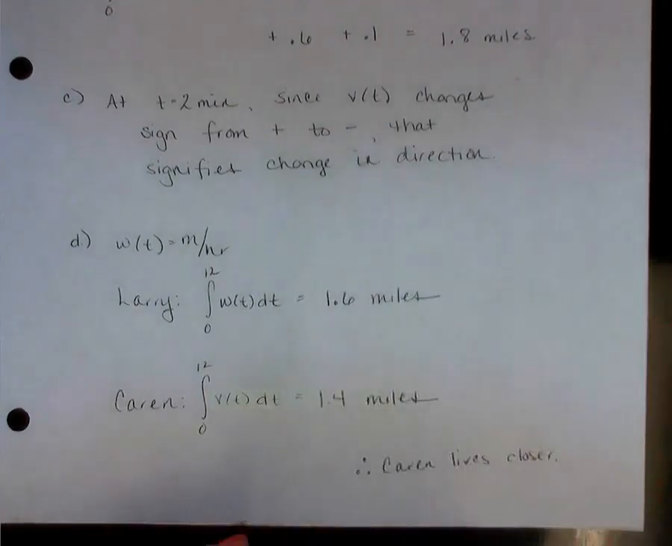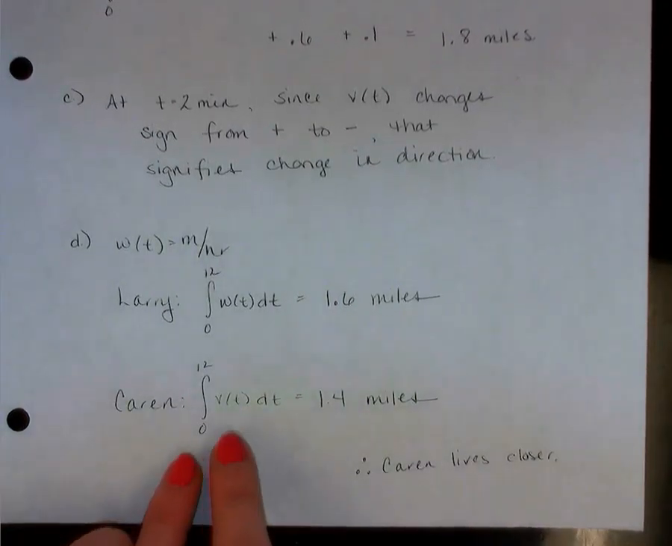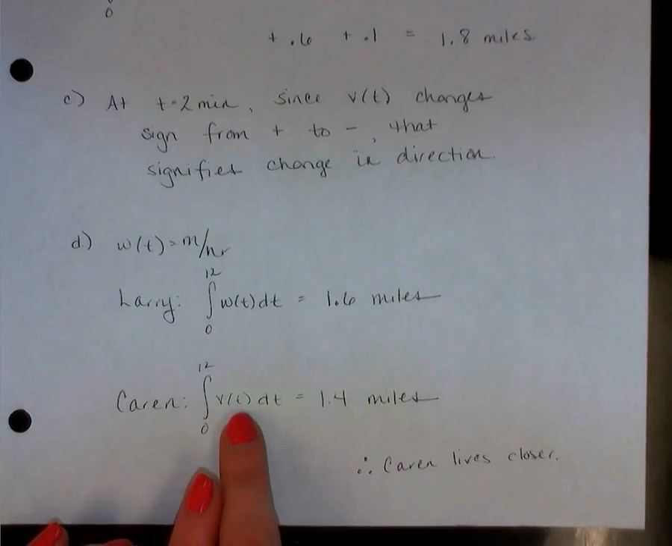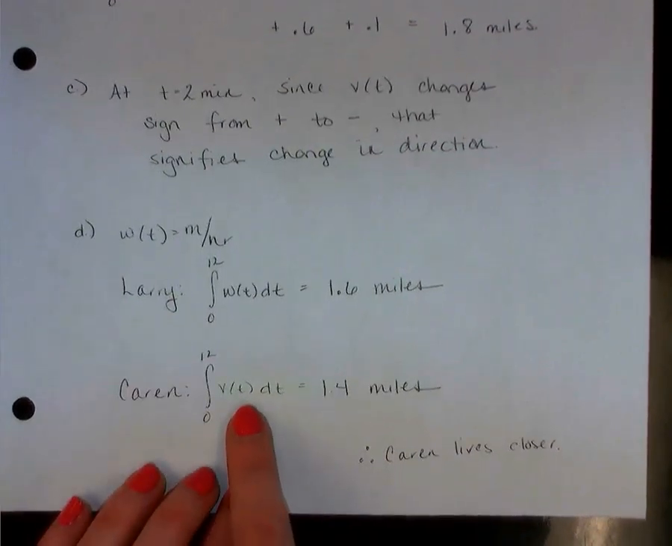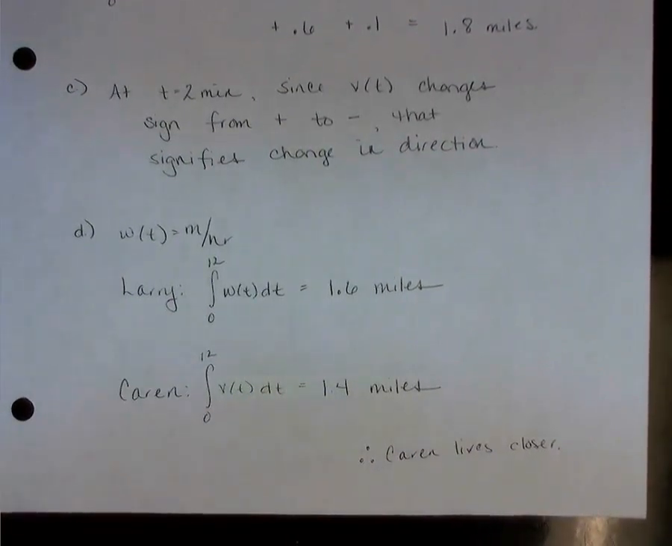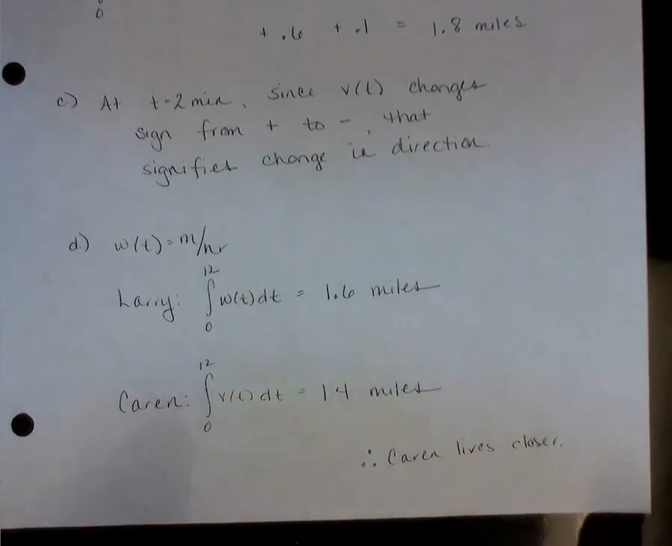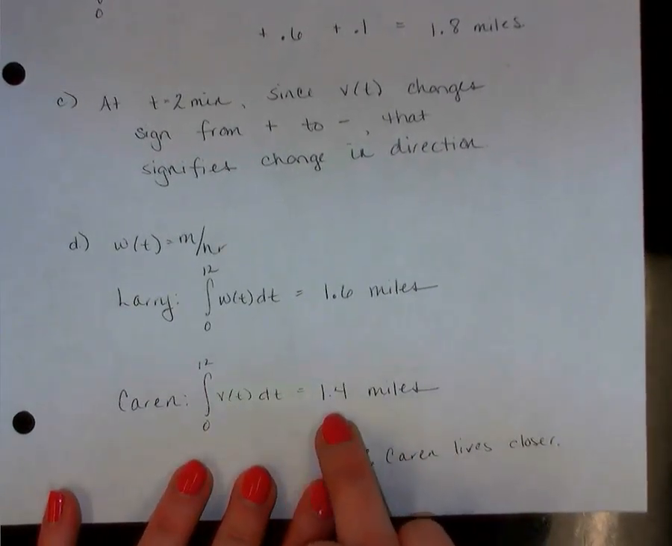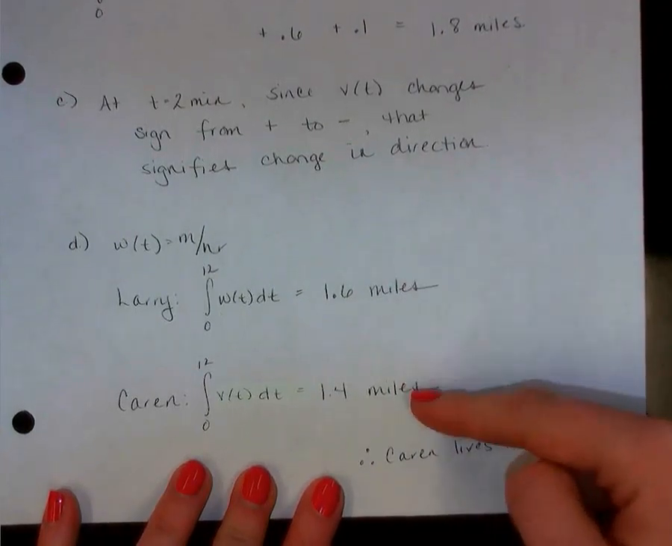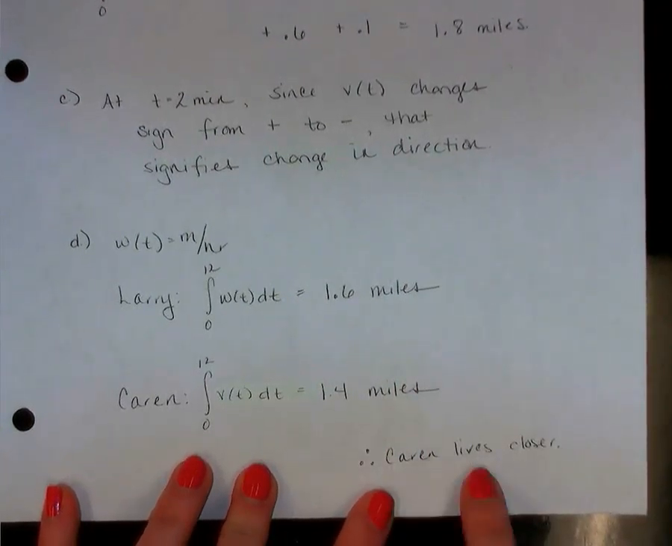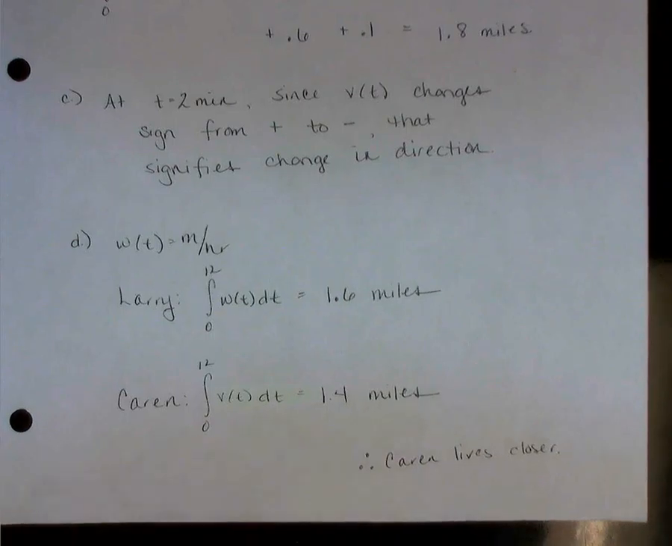She backtracked and had to go home to get her calculus homework. So to know the displacement, we have to integrate just velocity. When you integrate just velocity, you get 1.4 miles. That's her displacement, the change from home to school. So you have to watch out for that. Now, if we're looking at this, we can see that Karen actually lives closer to the school. So hopefully all of that makes sense.